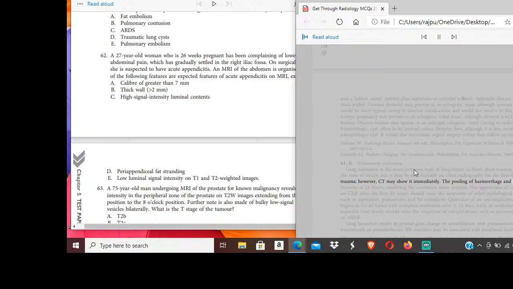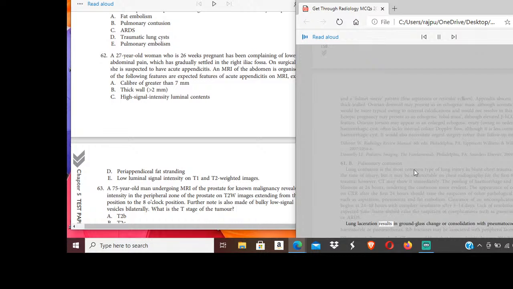The pooling of hemorrhage and edema will blossom at 24 hours, rendering the contusion more evident. The appearance of consolidation on CXR, after the first 24 hours, should raise the suspicion of other pathological conditions such as aspiration, pneumonia, and fat embolism. Clearance of an uncomplicated contusion begins at 24-48 hours with complete resolution after 3-14 days. Lack of resolution within the expected time frame should raise the suspicion of complications such as pneumonia, abscess, or ARDS.